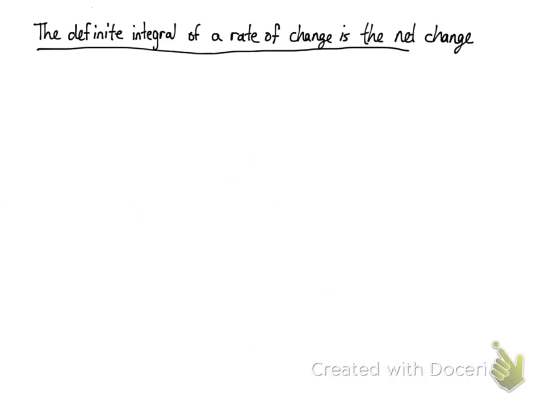Okay. Thus, the definite integral of a rate of change tells you the net change in that quantity. This is incredibly useful. Here's one example.